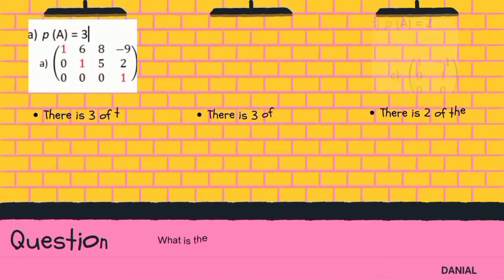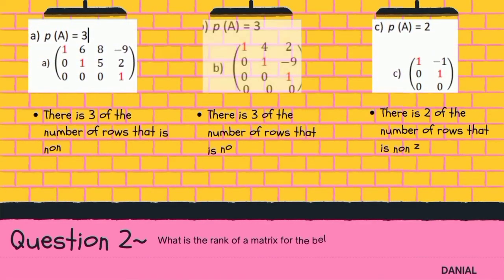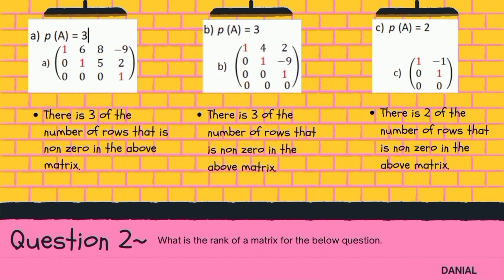Question 2 is, what is the rank of a matrix for the below question? A, B, and C. Solution: rank of a matrix for A is 3 because there are 3 rows that are non-zero in the above matrix. B: rank of a matrix for B is 3 because there are 3 rows that are non-zero in the above matrix.